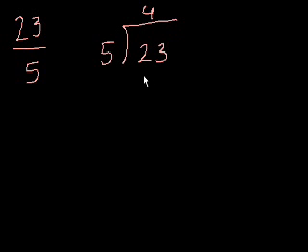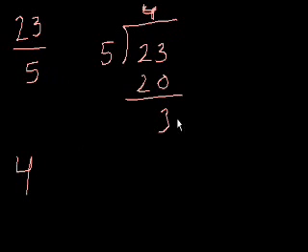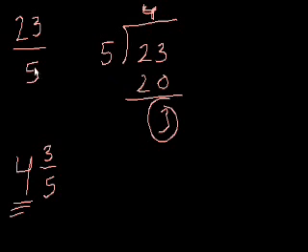4 times 5 is 20. And the remainder is 3. So 23 over 5, we can say that's equal to 4, and then the remainder 3 over 5. So it's 4 and 3/5. Let's review what we just did. We just took the denominator and divided it into the numerator. So 5 goes into 23 4 times. And what's left over is 3. So 5 goes into 23 4 and 3/5 times. Or another way of saying that is 23 over 5 is 4 and 3/5.